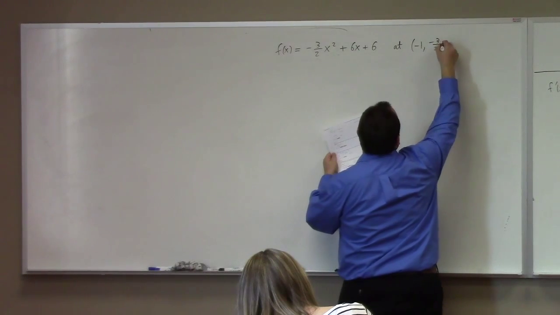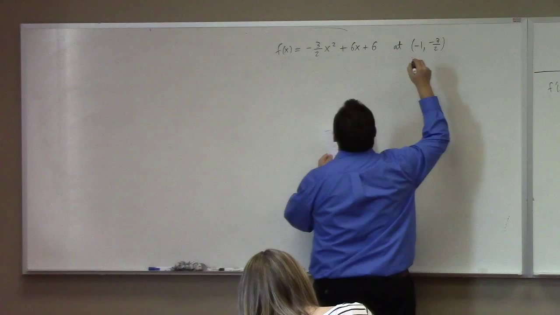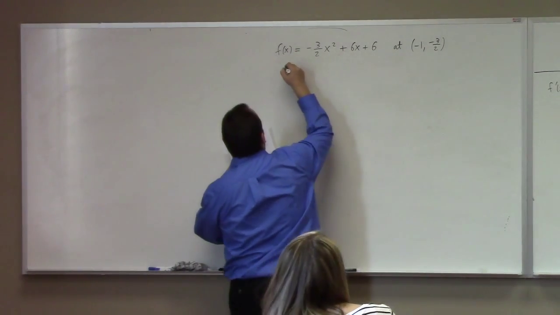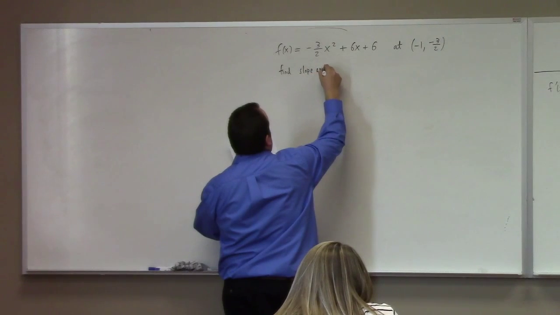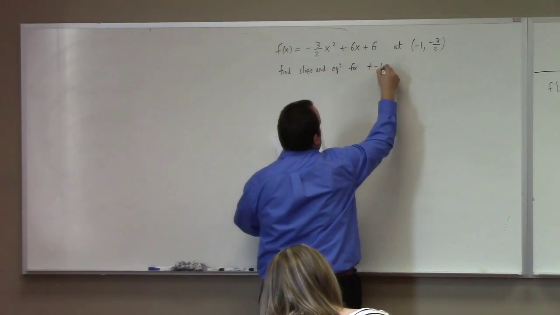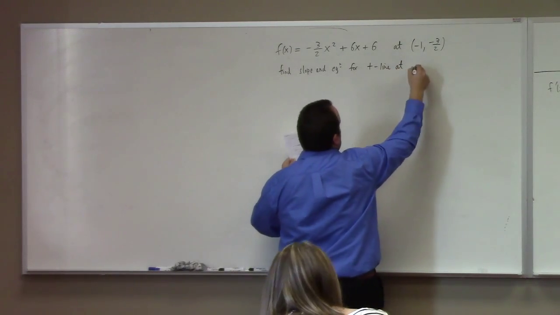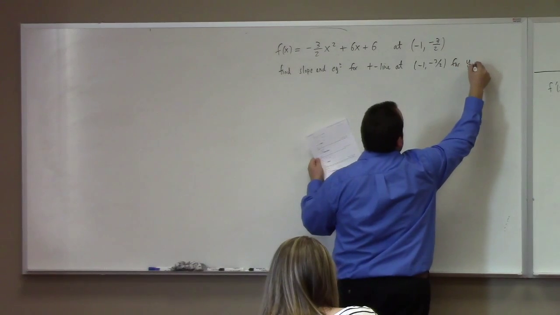minus 3/2. It's so nice that they always tell you the y value for the tangent line. They don't really need to do that. So you're supposed to find the slope and equation for the tangent line at minus 1 comma minus 3/2 for y equals f of x, right?